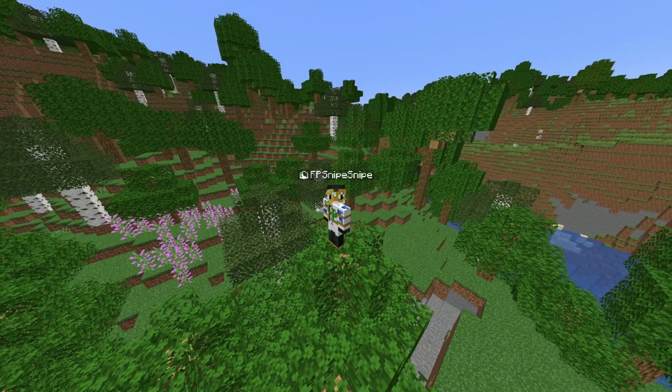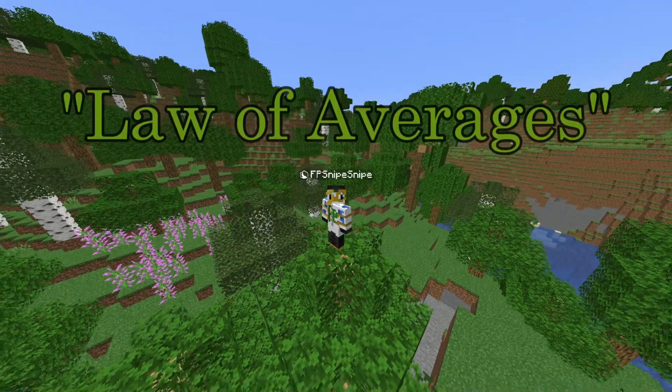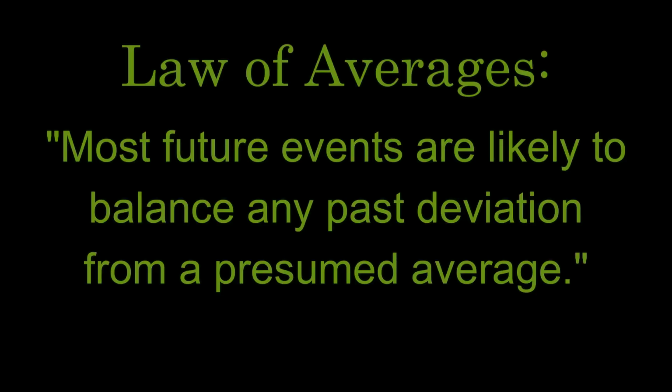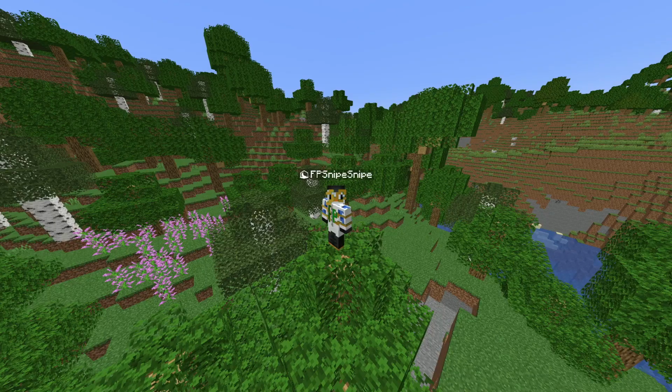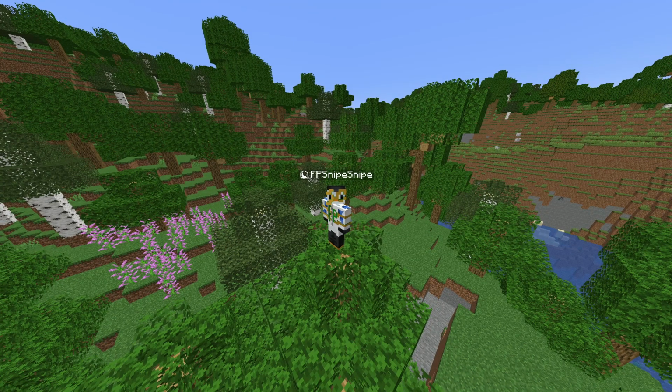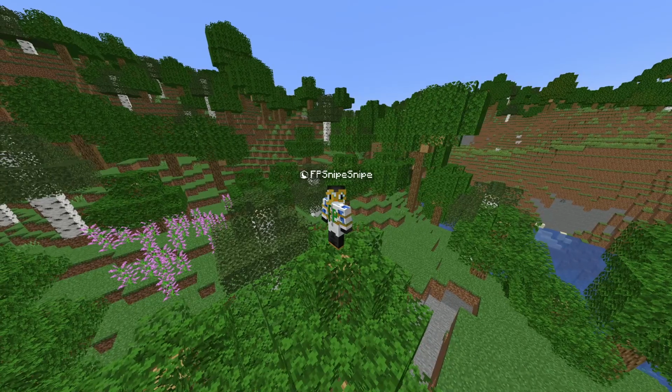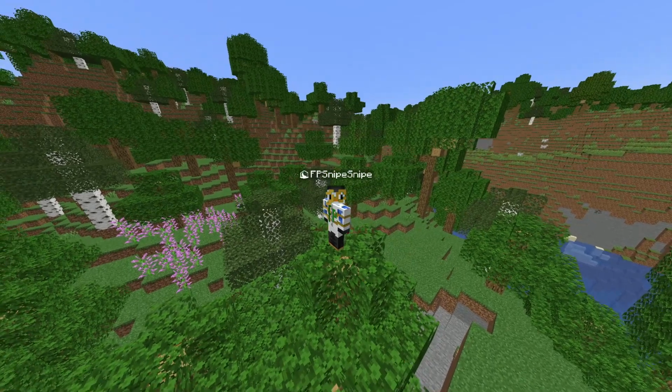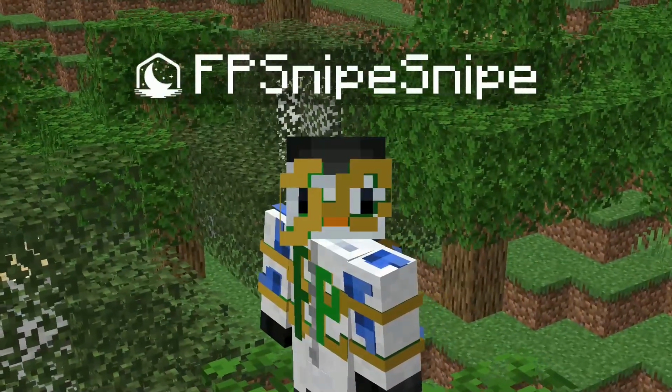This is where another term comes into play, the law of averages, which states that most future events are likely to balance any past deviation from a presumed average. This comes from statistics, which is why we get words like deviation in the definition. Therefore, we can conclude that this definition means business.